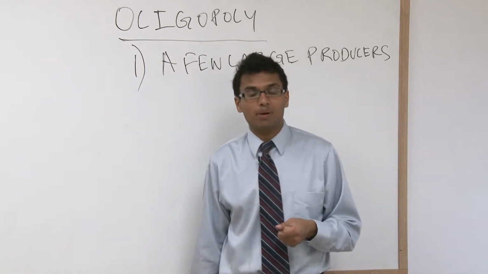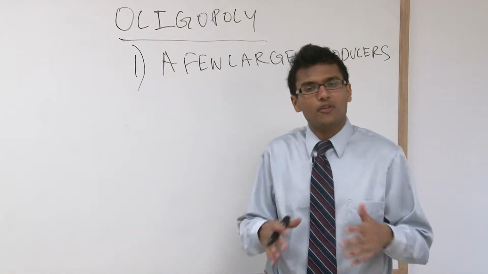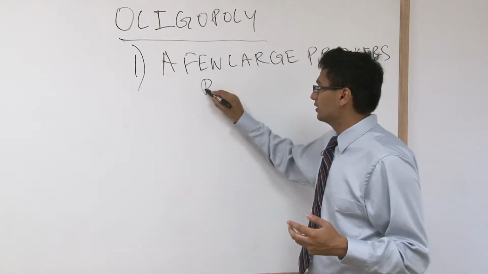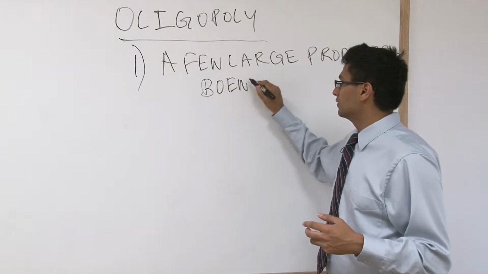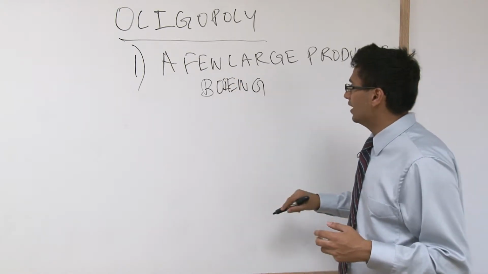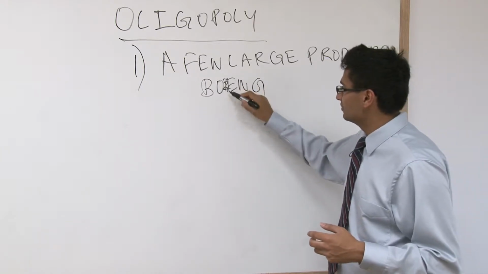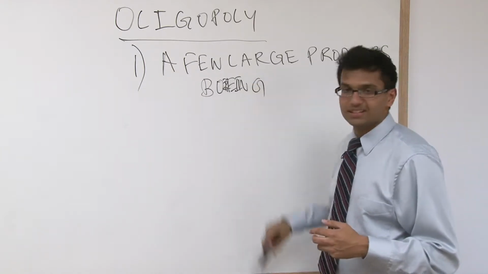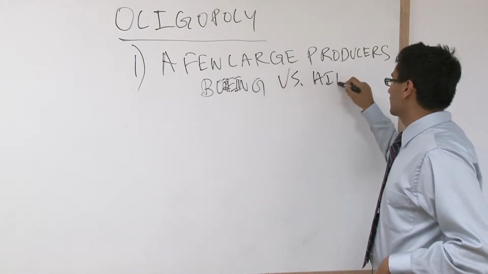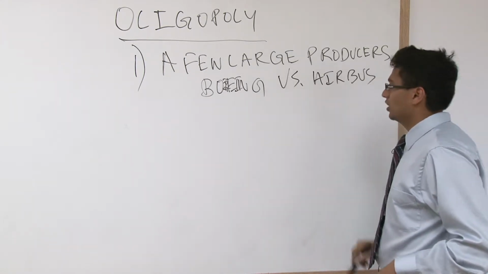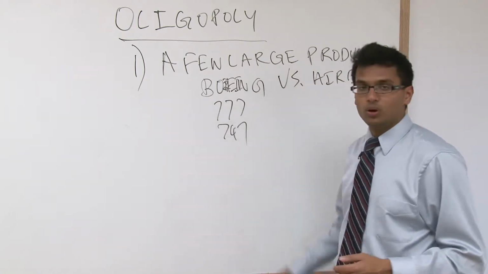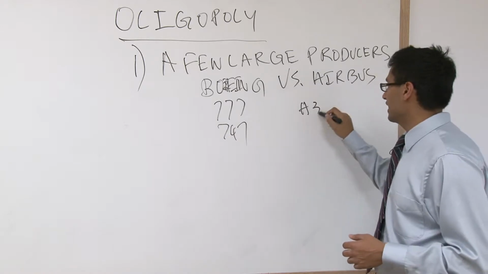One of the examples that pops into my mind is if you've ever been on a plane. There are two main companies that make planes. There's Boeing, and then there's Airbus. If you've heard of a 777 or a 747, that's Boeing, and then these are your A380s or whatnot.